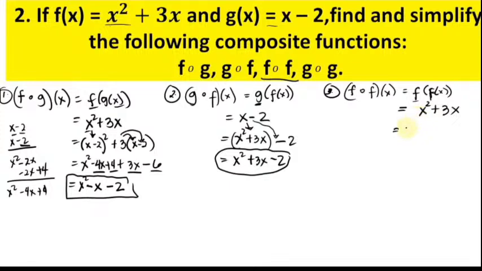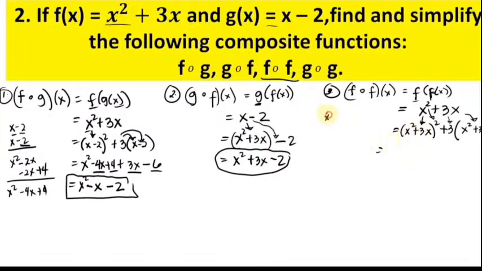So x becomes x squared plus 3x raised to 2. This is now the value of x. Then this is the exponent, plus 3 times x squared plus 3x. So this is the value of x, and this is our 3. Then simplify.